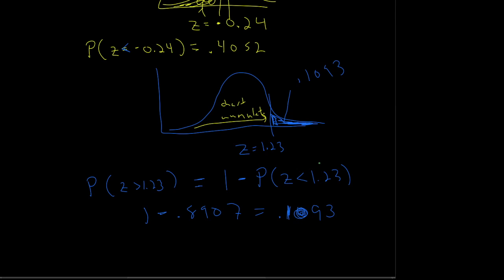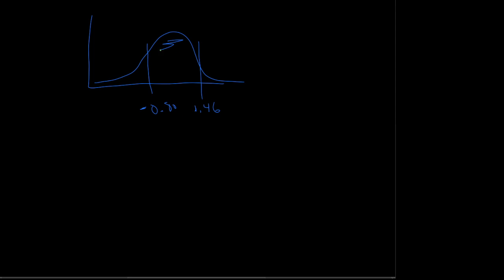All right, well, this leaves us with one other thing we can do. We can find the probability in between two things. Remember how I set this up, saying that the area under the curve relates to the probability within it? So if I have a z-score of 1.46 and a z-score of negative 0.80, and I want to find the area in between them.